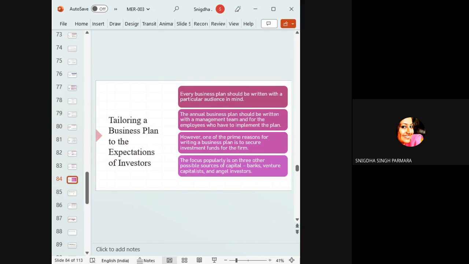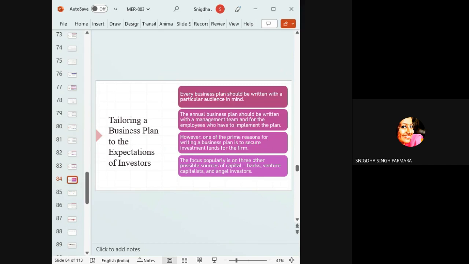Now, tailoring a business plan to the expectations of investors. See, every business plan needs to be written for the investors. Those investors could be venture capitalists, those investors could be your banks, those investors could be general public. So the annual business plan should be written with the management team and for the employees who have to implement the plan.